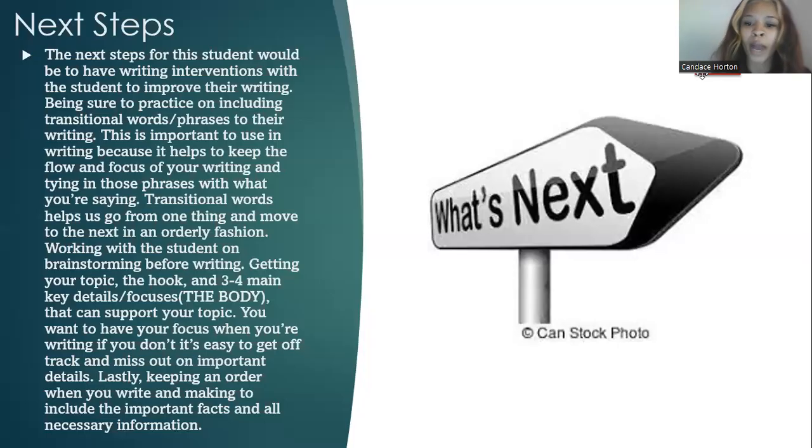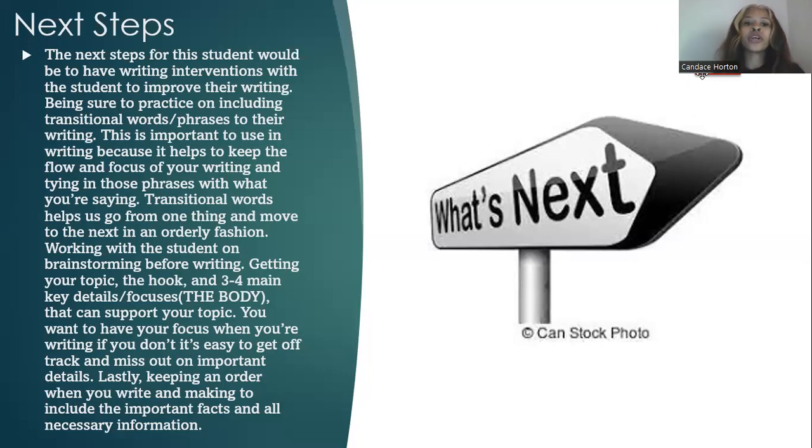So the next step, writing piece. So what's next? After I've analyzed the student writing piece and I'm about to give her some feedback, what would I do next? So the next steps for this, I would have writing interventions for my student to help her improve her writing so she can become a fluent writer.